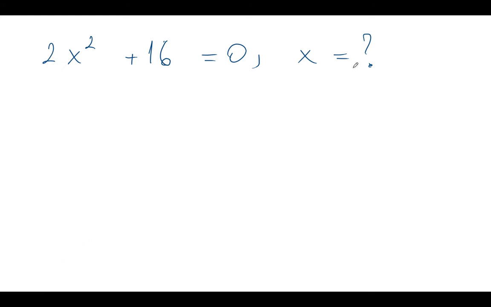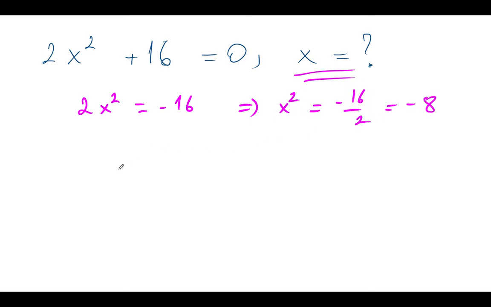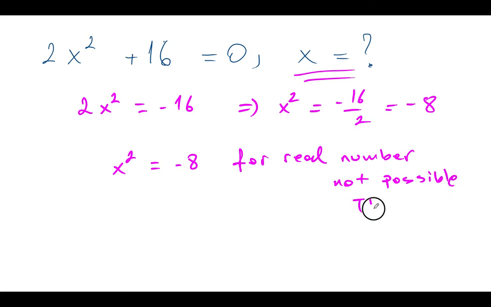Okay, so to solve this question, what can we do? This is an interesting question. I mean, 2x squared is equal to negative 16, and then x squared is equal to negative 16 over 2, which is negative 8. So x squared is equal to negative 8. For real numbers, not possible. I mean, there is no real solution.